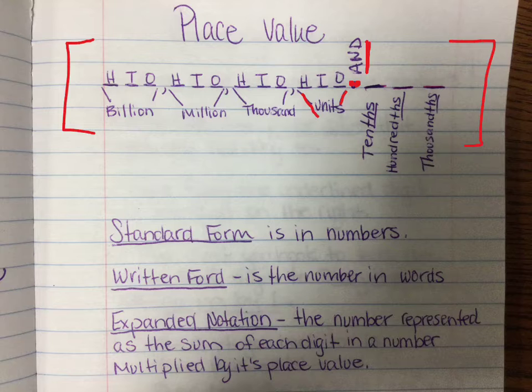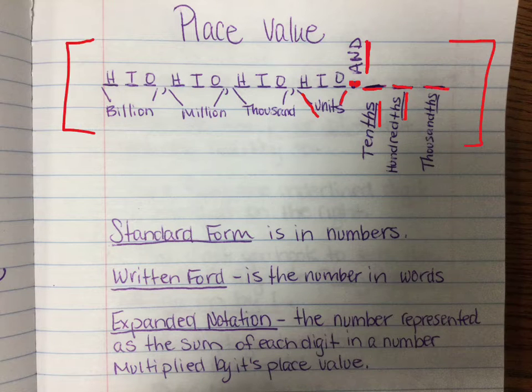Okay, but to the right of the decimal, the first place to the right of the decimal is tenths. Okay, it's T-E-N-T-H-S. The THS distinguishes the fact that it is a decimal. The next place is the hundredths place. So it's 100 with the THS at the end, also distinguishing the fact that it is a decimal.